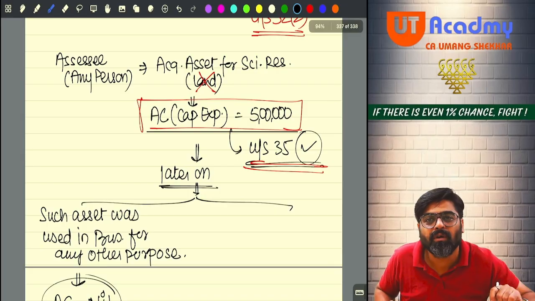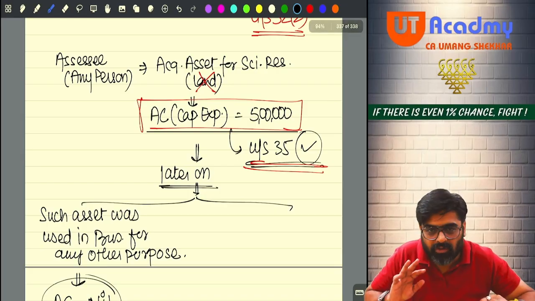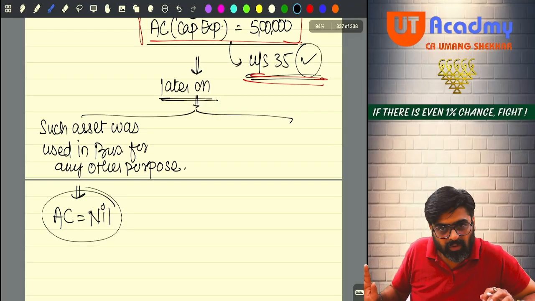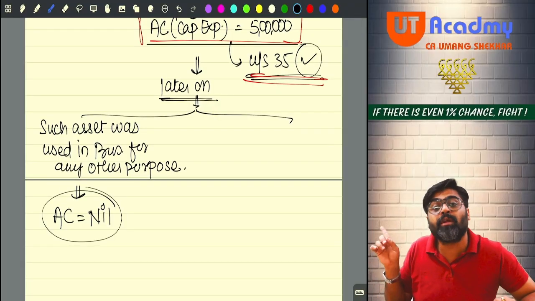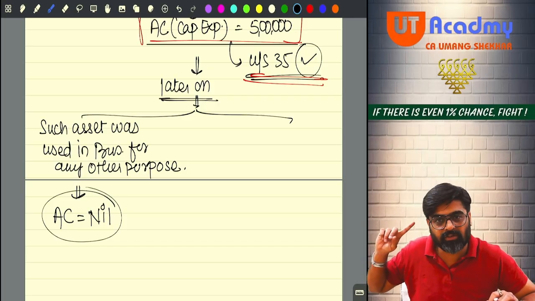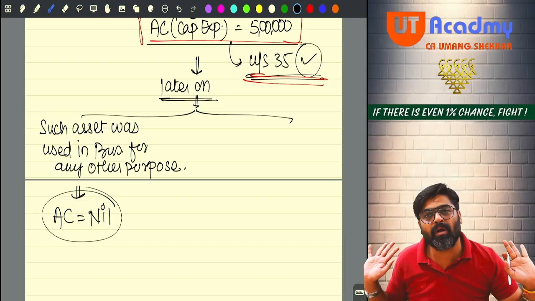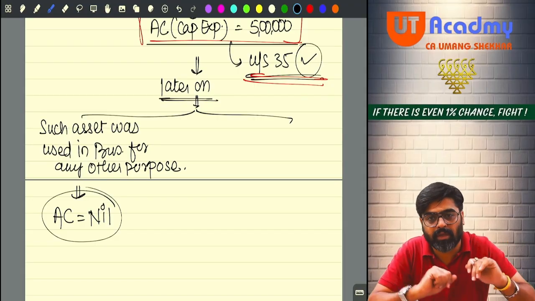So do one thing, add this asset to the block, because this asset is now going to be used for normal operations of your business. So it has to be there in the block. Now the identity of the asset will be gone because it will form part of the block. Yes or no?